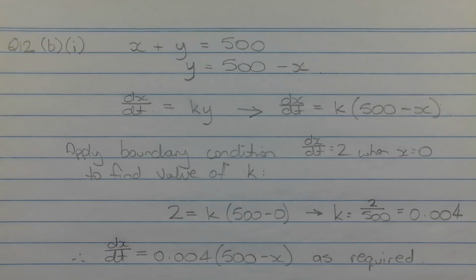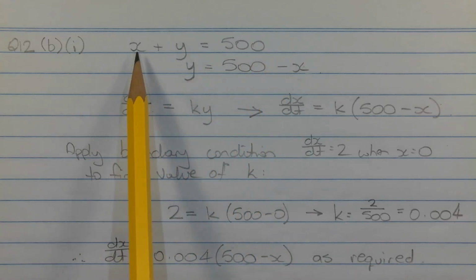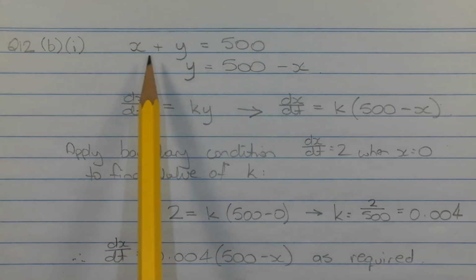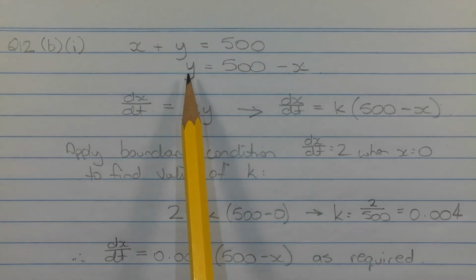The first detail that we're given is that the sum of the masses of the two compounds is always equal to 500 grams at any point in time. So we can set up an equation to reflect this: x plus y is equal to 500. Rearranging this equation to make y the subject, we get y is equal to 500 minus x.